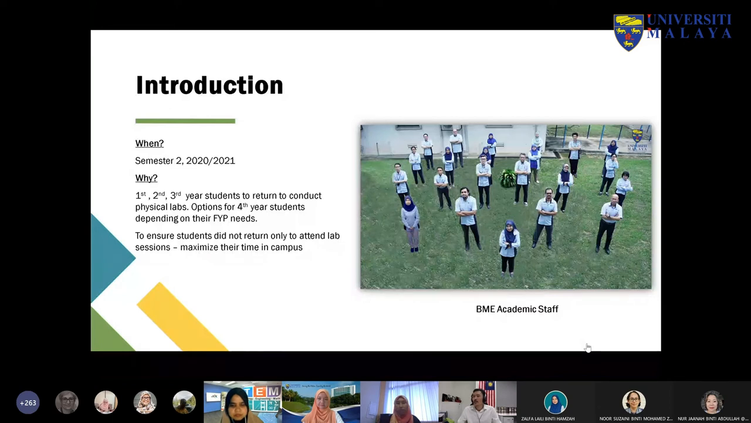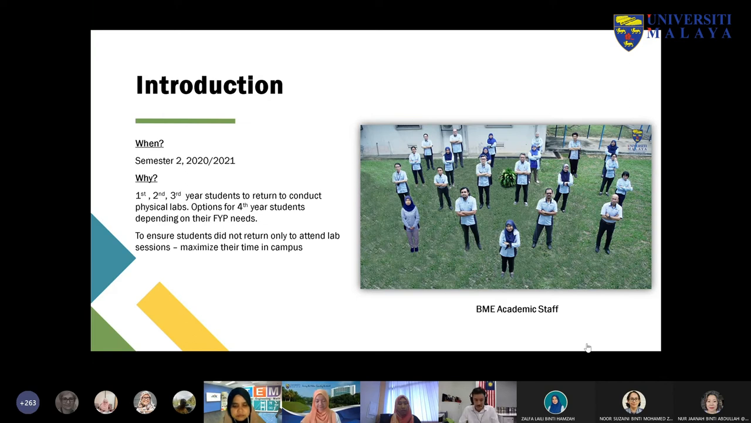We were fortunate that among the first year students, we only have one international student, and that student was here in Malaysia, so we had no problem getting them to return. We have a few international students in the second year. What we asked them to do is to defer the lab. It's only 1 credit hour. When they come back, because they are only in second year, when the borders open, we will help them get that 1 credit hour. So we had to ensure that everyone was here in Malaysia and could return. That's the reason why we were able to do it.